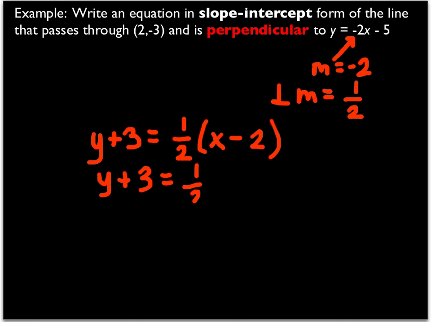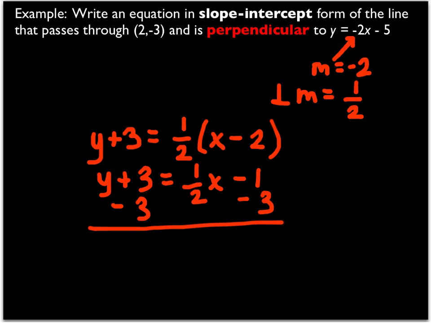And again, I'm just going to distribute this best I can. So I get 1/2 x, and 1/2 times negative 2 is negative 1, like that. I'm going to subtract 3 from each side, so my final answer here becomes y equals 1/2 x minus 4. Again, same point, in reference to the same line, but this time perpendicular instead of parallel, and you can see my equation then is a little bit different.